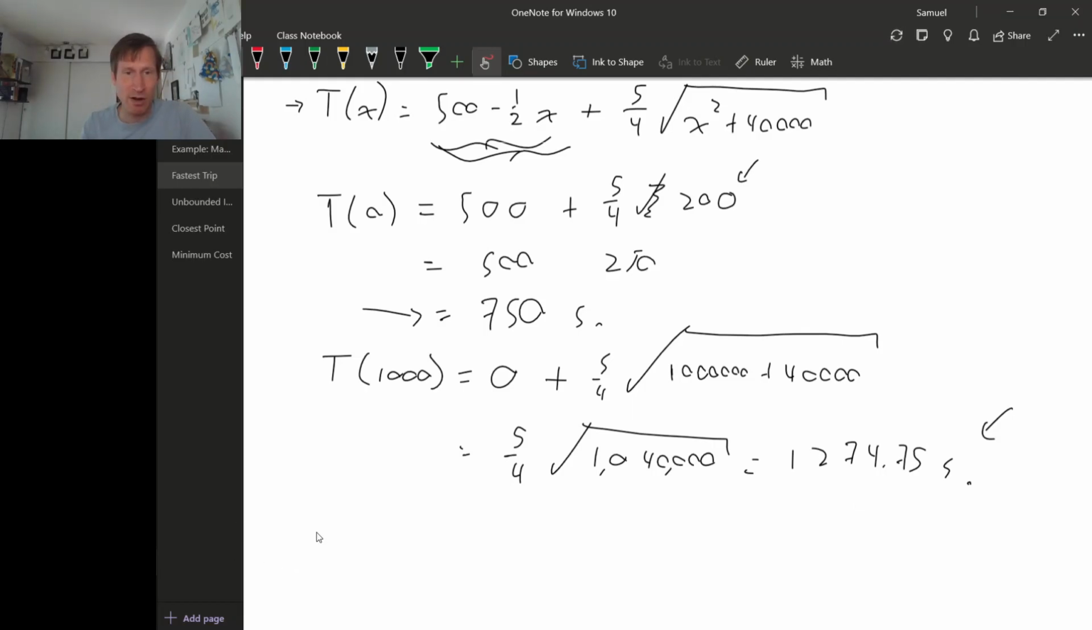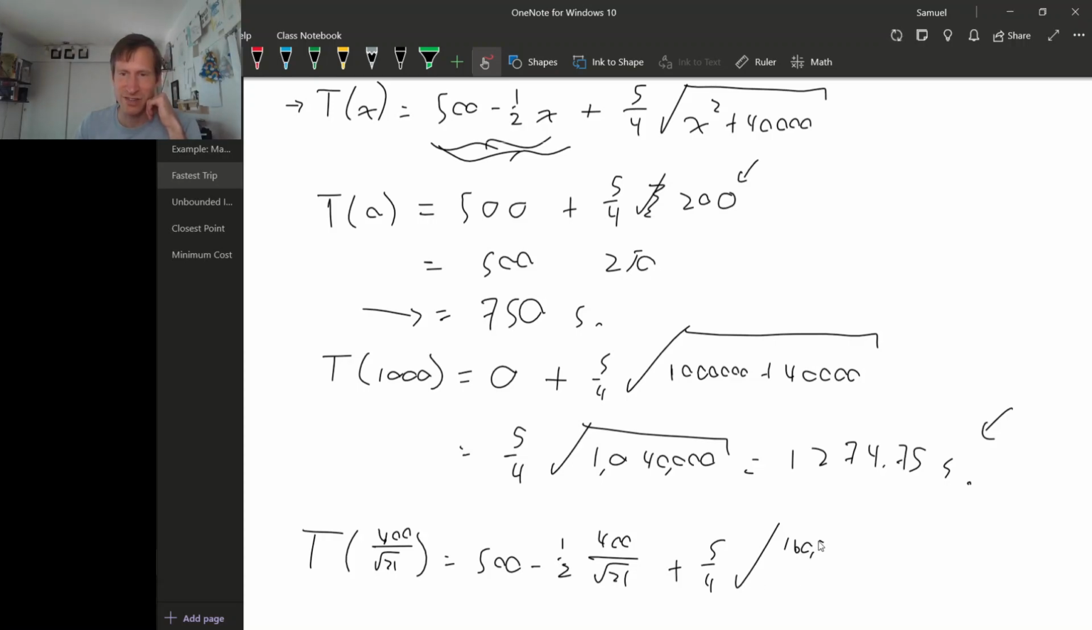Now let's check our critical point, and our critical point was 400 over root 21. Okay, so 500 minus 1/2 times 400 over root 21 plus 5 over 4 times the square root of x squared. So 400 squared is 160,000 over 21. Root 21 squared is 21, plus 40,000.